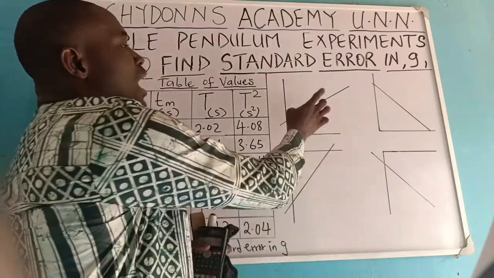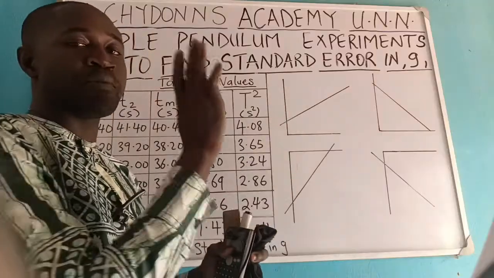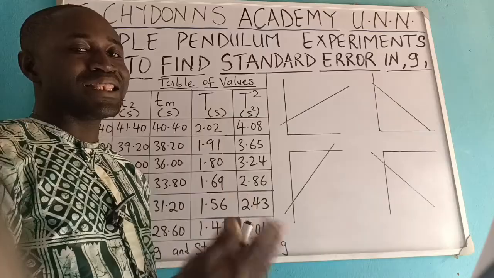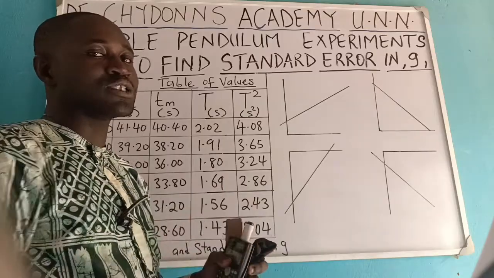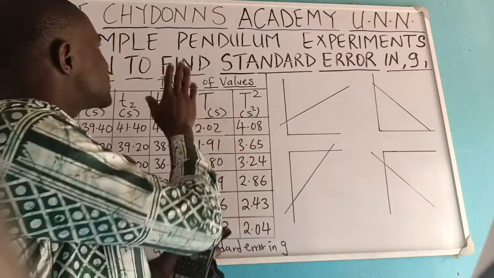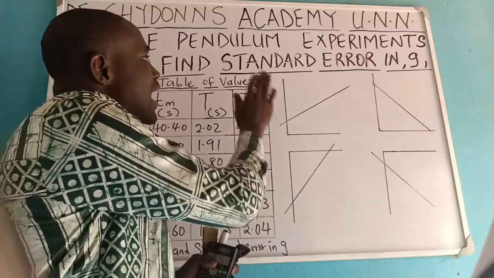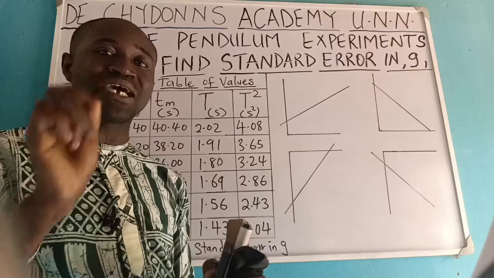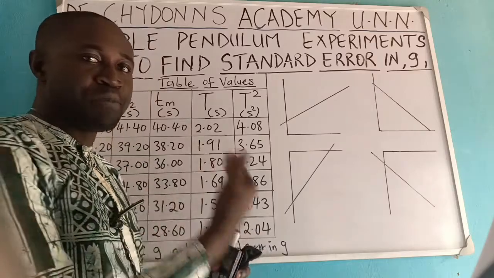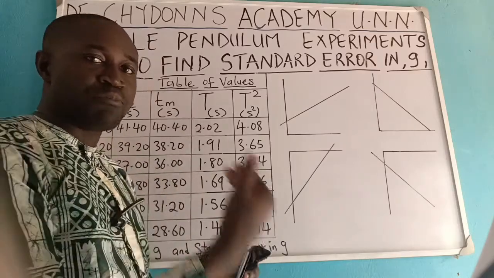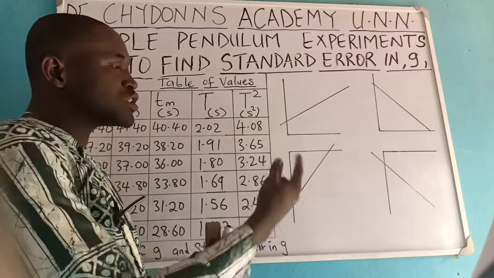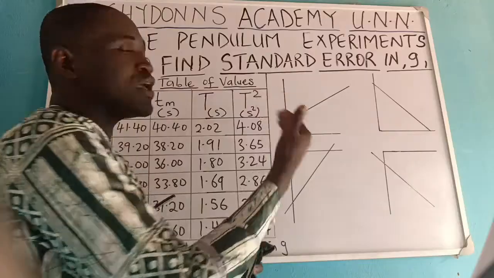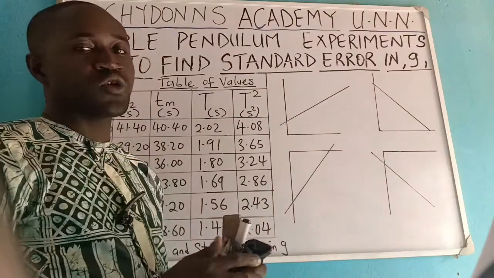As you know how to get the slope, whether it will be positive or negative, we also want to know about intercept. We'll discuss that. Again, we want to see how to find standard error in G after plotting simple pendulum experiment graph. You have performed the experiment, you have plotted the graph, you have gotten your G, and you are asked to get standard error in G. We'll have a lot to discuss.